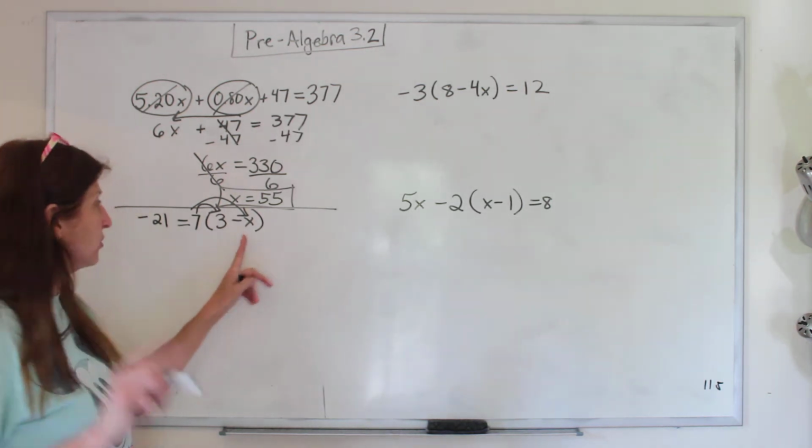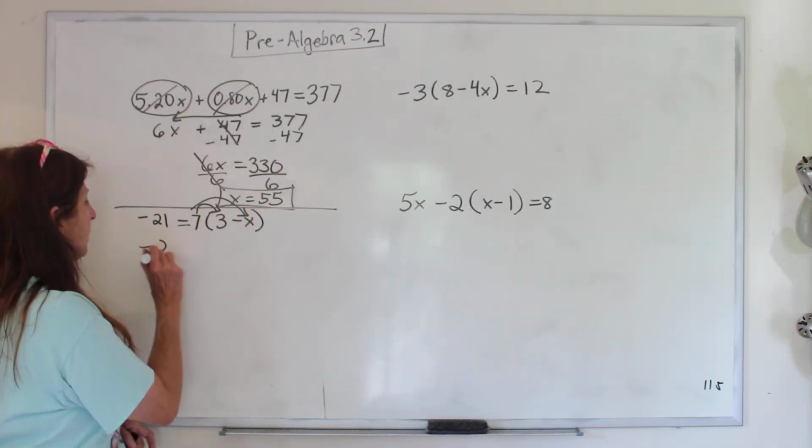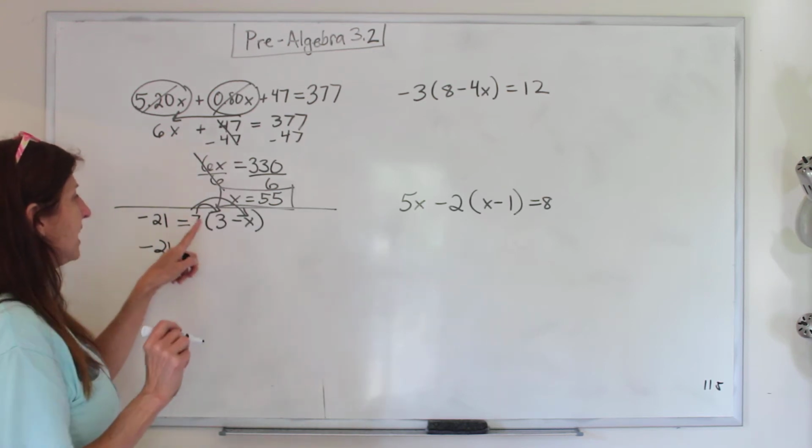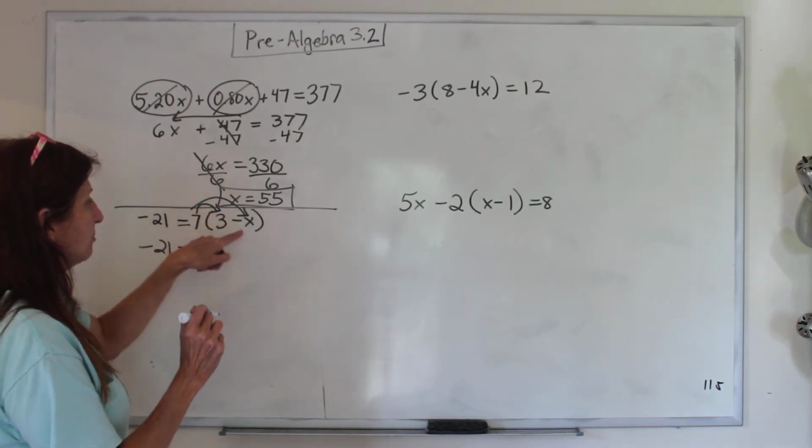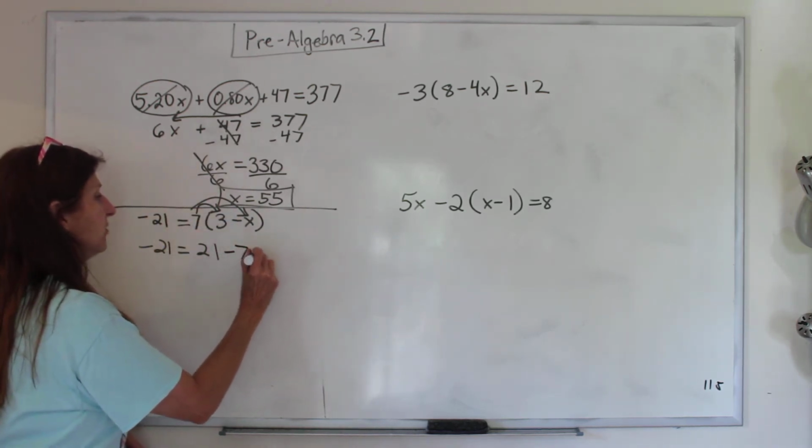You laugh, but it's true. Alright, so I'm going to bring down what I didn't mess with and do 7 times 3 is 21, and 7 times negative x is negative 7x.